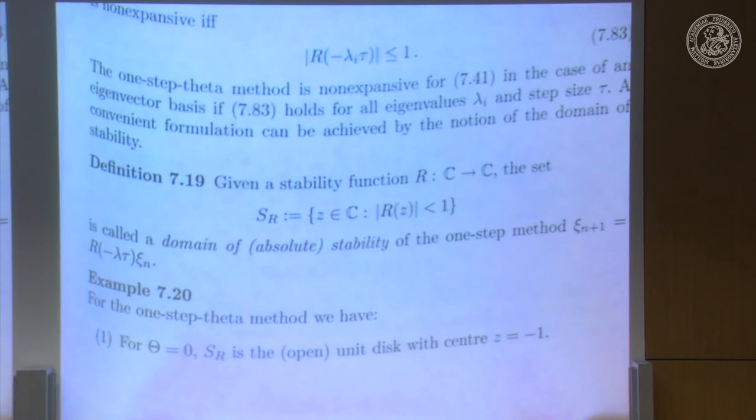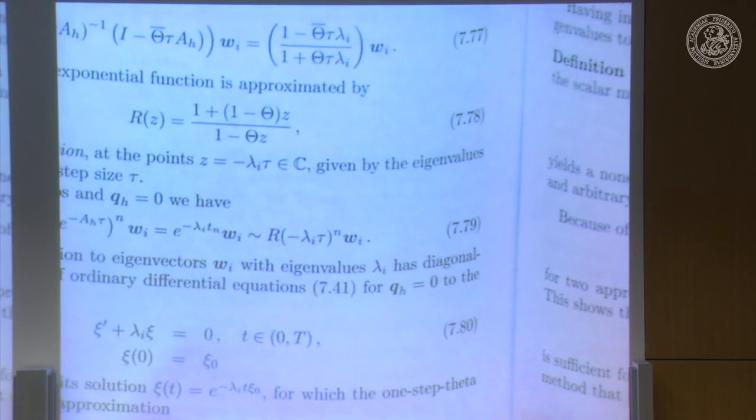Where is it? It is there. It is theta equals 1, which just means we have the function 1 plus z. So we are just asking where the modulus of 1 plus z is smaller than 1, that is clear. That is just the circle around minus 1 with a radius of 1. This is a part of the left-hand side of the complex plane, but certainly not the full one. So this method is not A-stable.